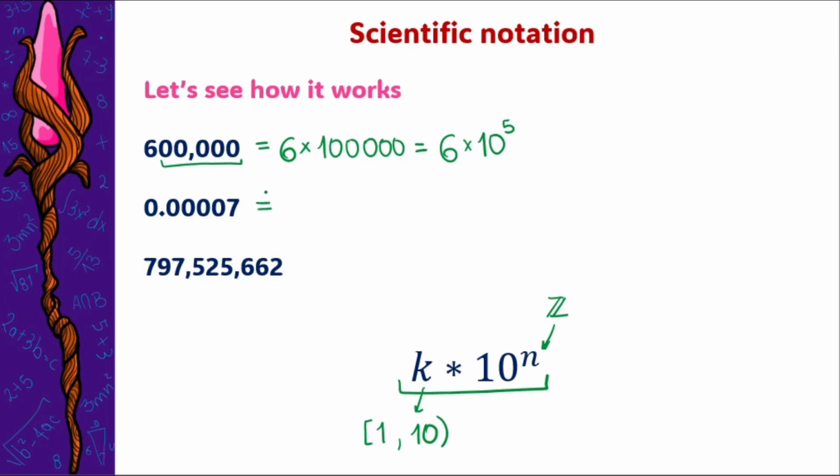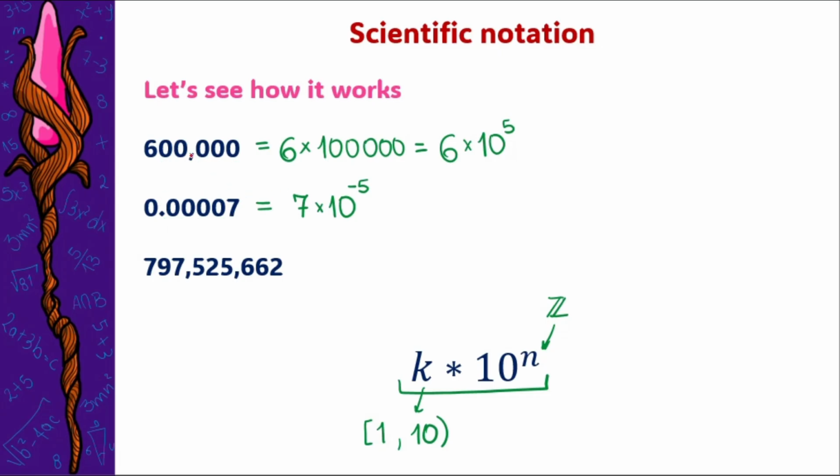Let's see what happens with the small numbers. We need to count how many spaces we would have to move the decimal point in order to make this a number between 1 and 10. The point should be here, and we have moved 1, 2, 3, 4, and 5 spaces. So that means this is going to be 7 times 10 to the power of minus 5, because we are talking about dividing the 7 by 10 five times. It's making it smaller and smaller. Notice how small this decimal is.